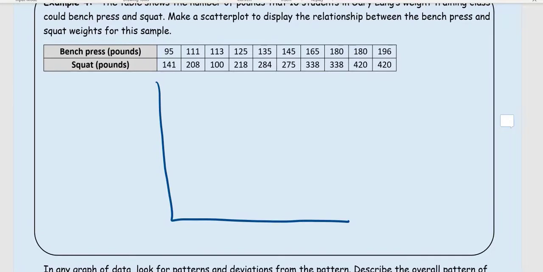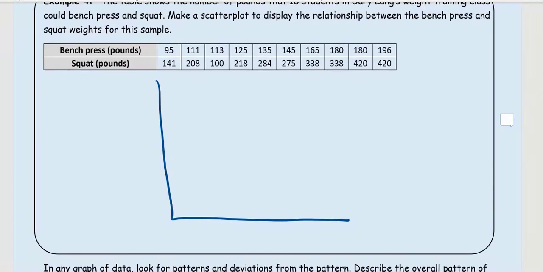So first thing I'm going to do, I think I'm going to put the bench press weight on the x-axis. Okay, so bench press weight, and that's measured in pounds. You always want to put the units here. And it looks like if you look up here, it goes from 95 to 196. So I think I'm going to put my numbers and I'm going to put a little break here.